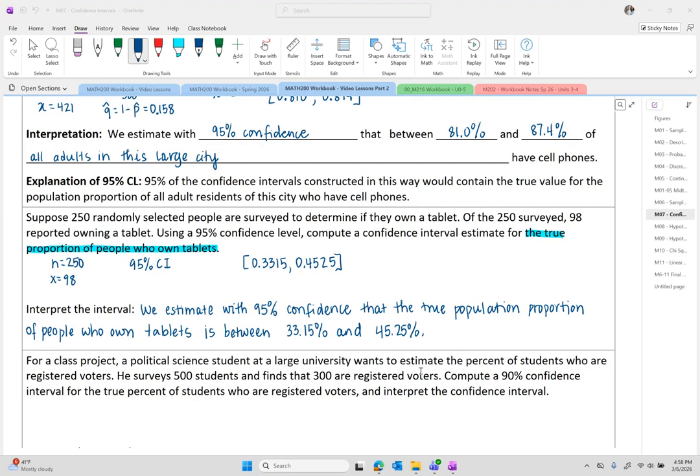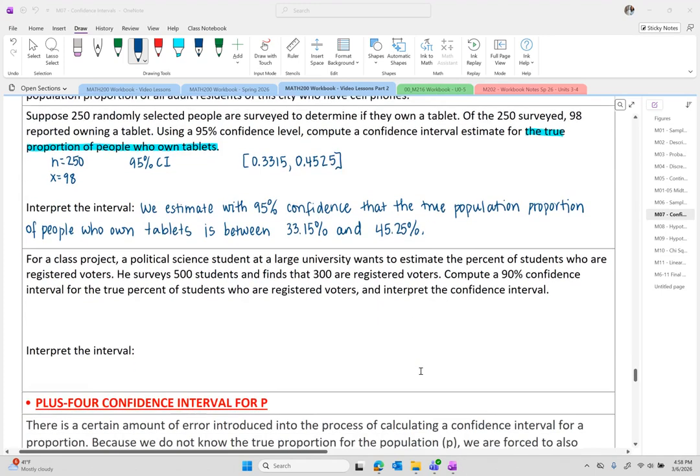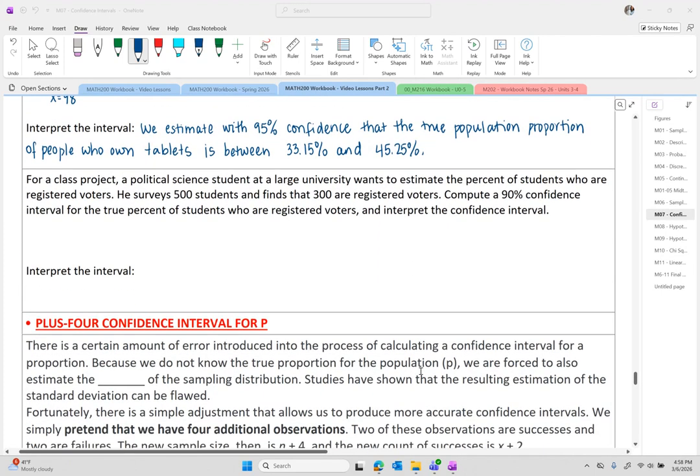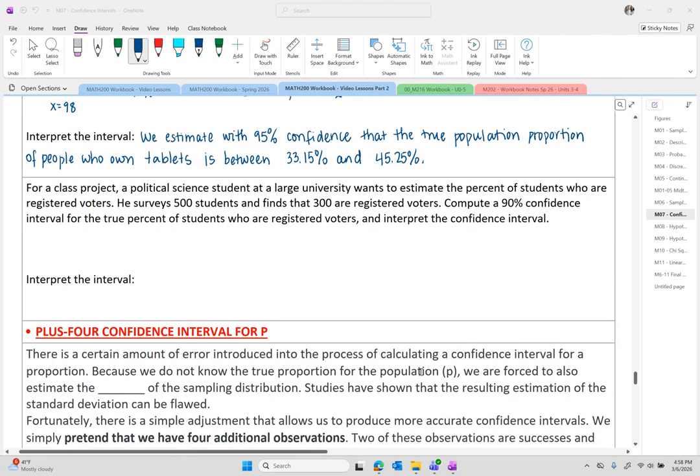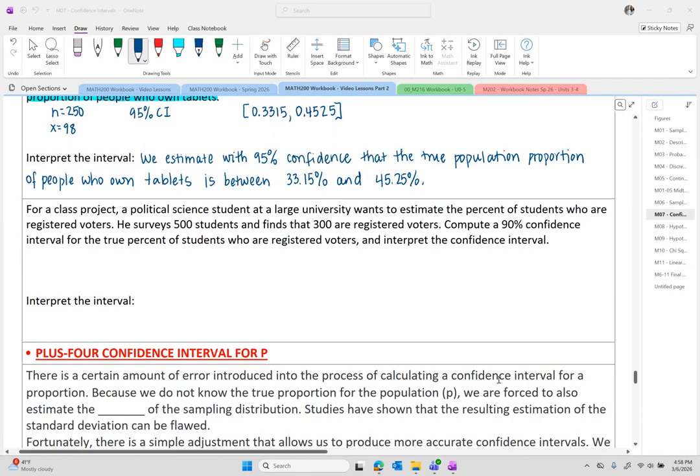You can try this one on your own. Pause the video, use your technology and find your interval and interpret the interval, and then you can compare it to the example, the solution that you will see after you pause the video.